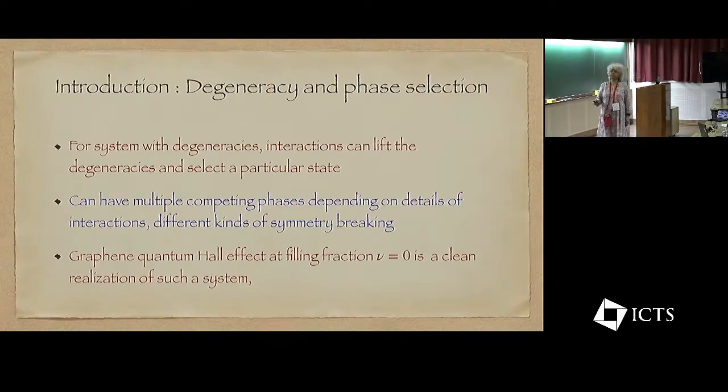For systems with degeneracies, we know that interactions can lift the degeneracies and select a particular state. Basically, you can have many competing phases, and depending on the details of the interactions, you can have different kinds of symmetry breaking. So what I would like to argue is that the graphene quantum Hall effect at filling factor nu equals 0 is a clean realization of such a system.